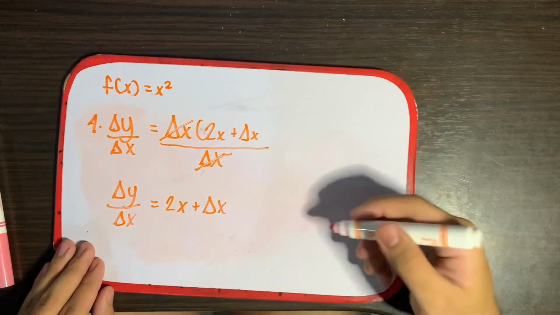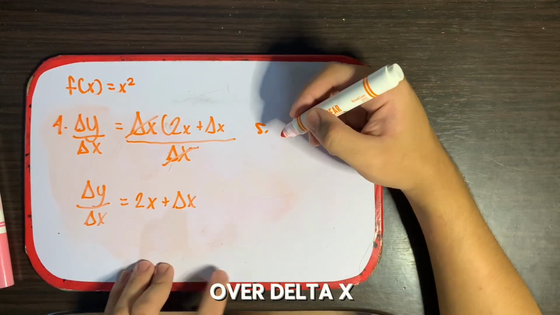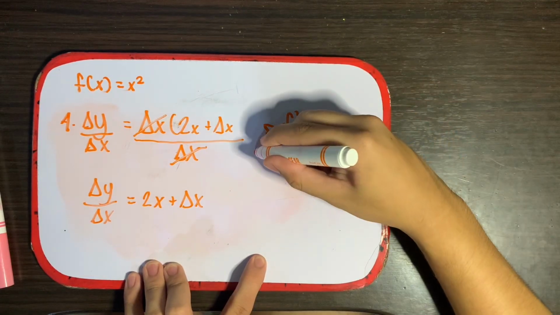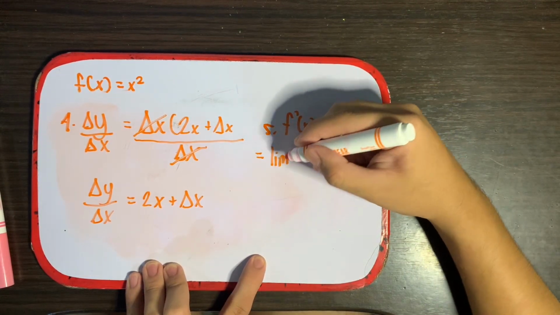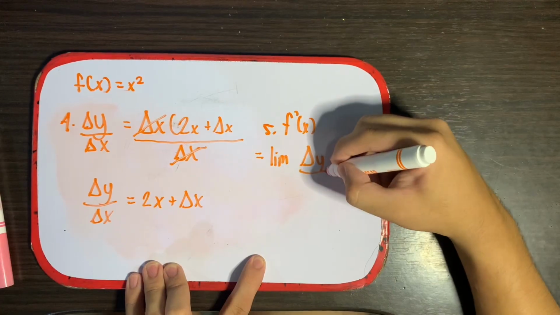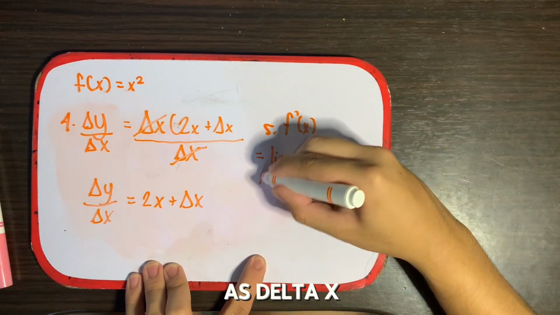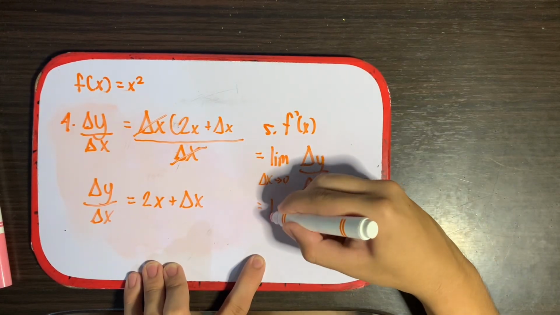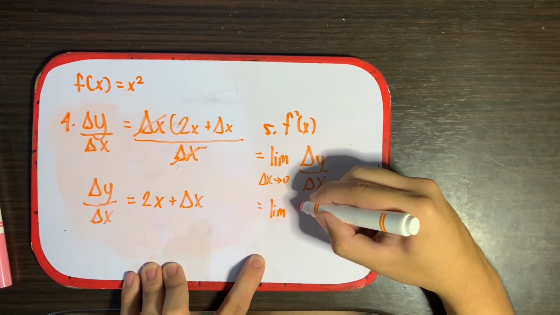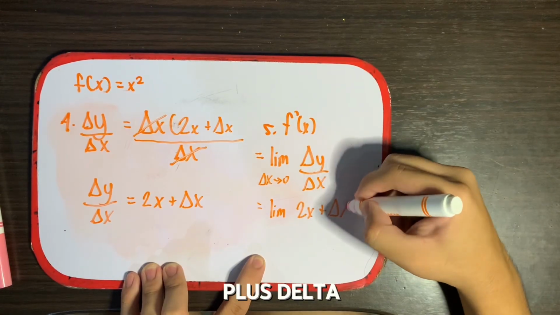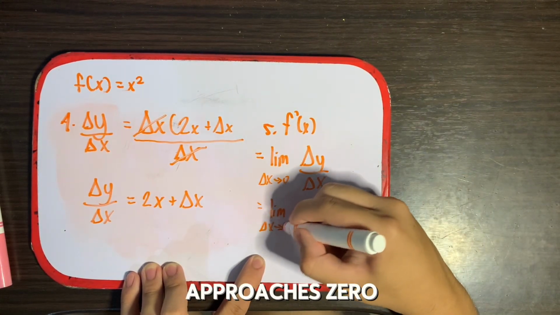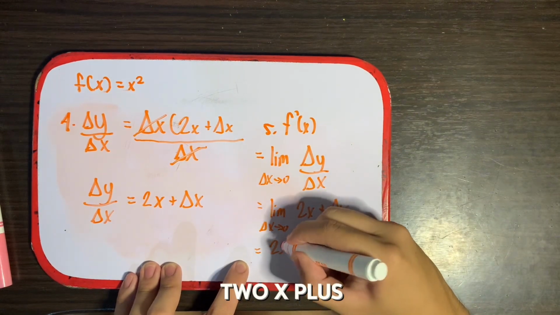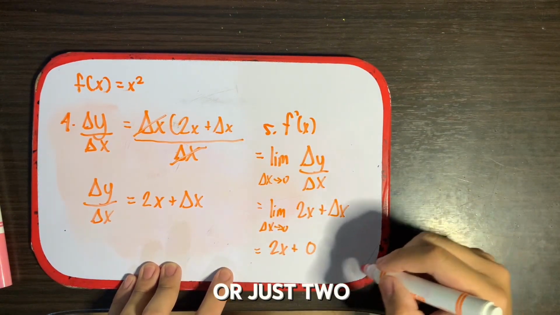For the fifth step, since delta y over delta x is similar to f prime of x, f prime of x is equal to the limit of delta y over delta x as delta x approaches 0. If we substitute, it will become the limit of 2x + delta x as delta x approaches 0. It will become 2x + 0, or just 2x.